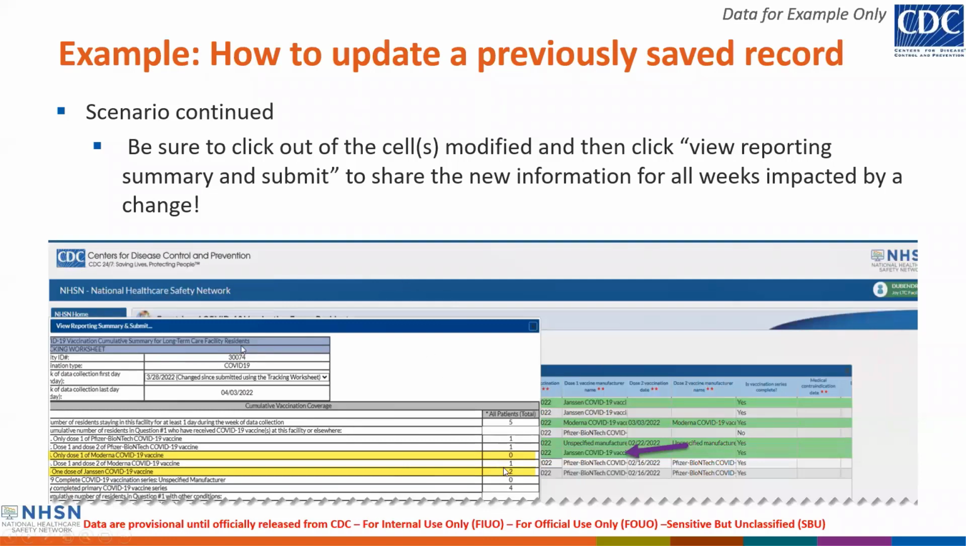And so now you can see that when I click View Reporting Summary and Submit, instead of having the 1 dose of Moderna, they're now being counted as a single dose of Janssen vaccine. I already had another resident that had received Janssen, so that brings my summary to 2 for this reporting week. I've made my correction. I would review all my other data and then click Save and Submit to submit the data for the week starting 3/28 through 4/3.